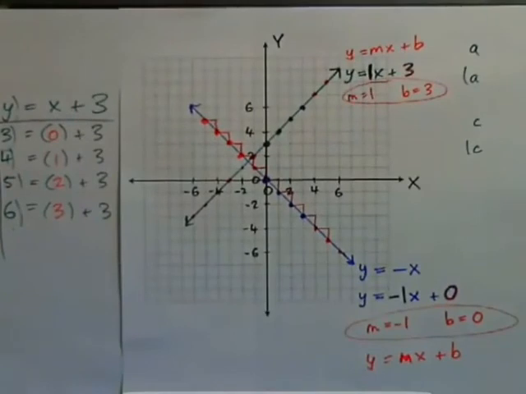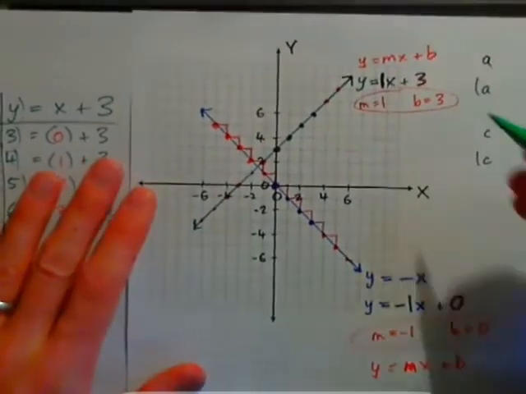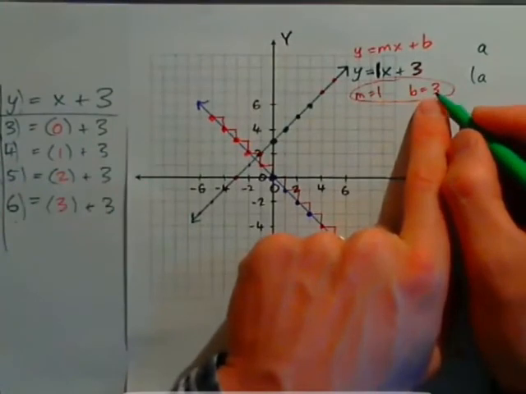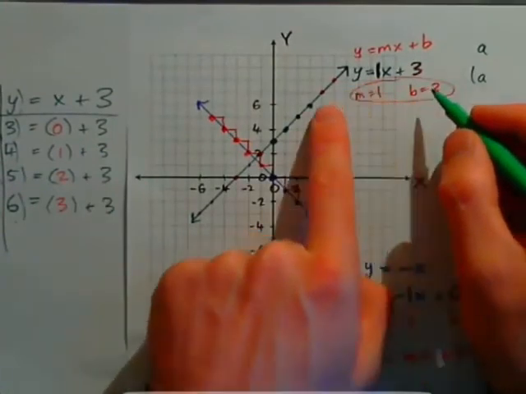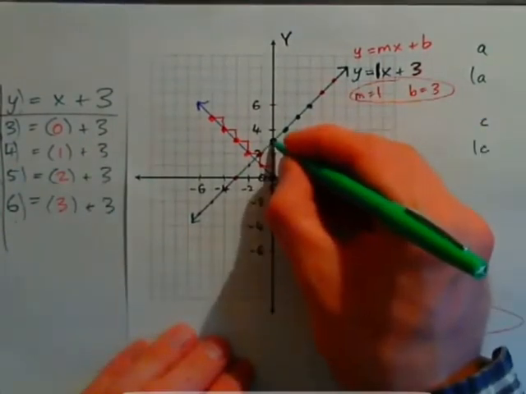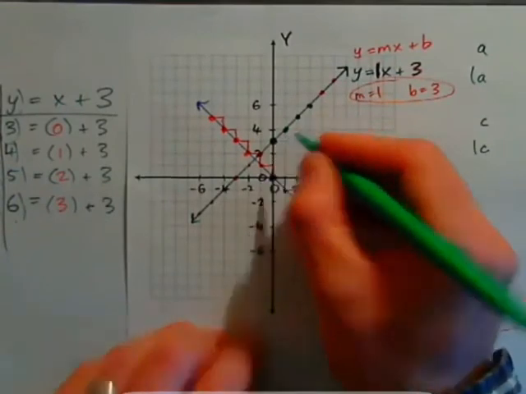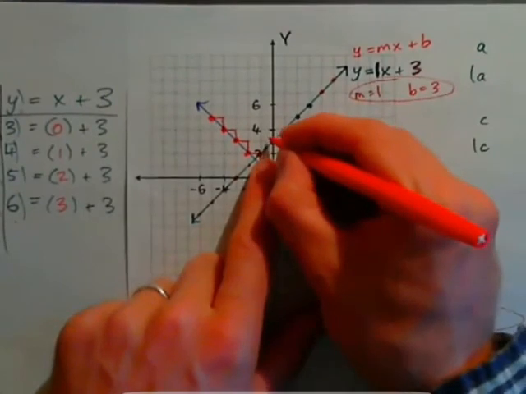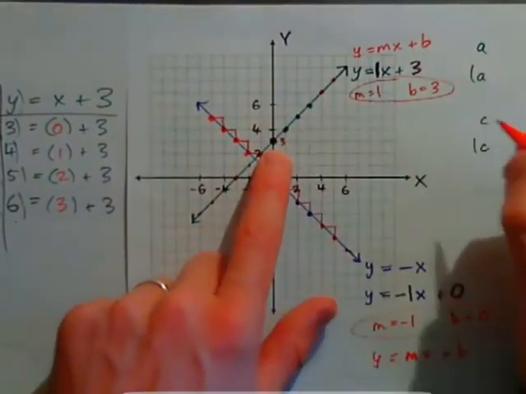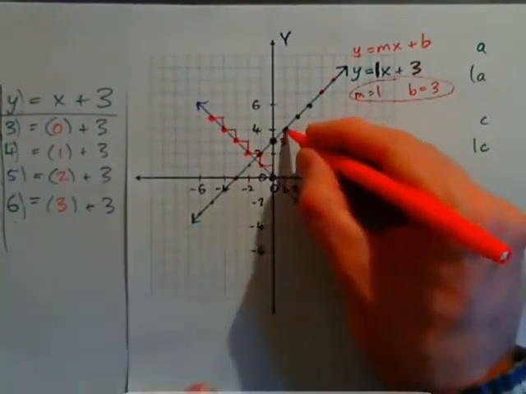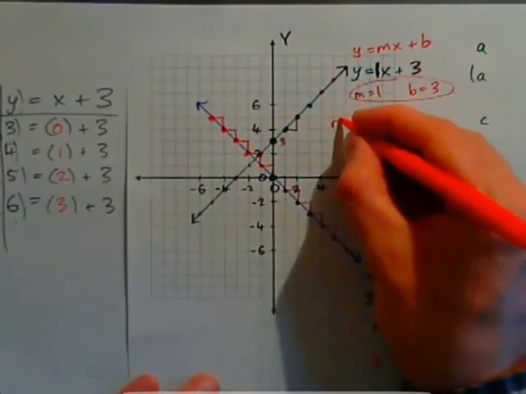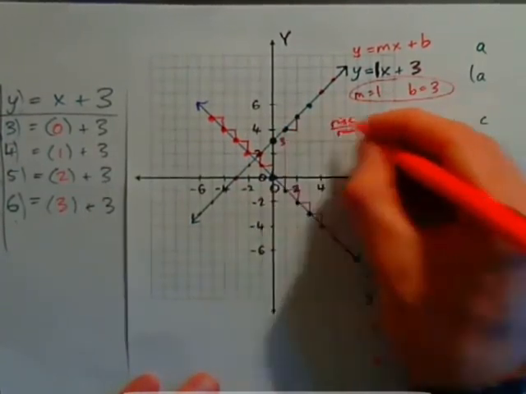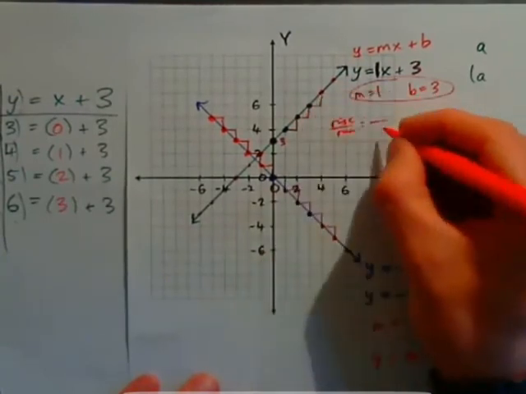And I mean, just check that intuitively. The green line, where does it go through the y-axis? Where's the y-intercept? It goes through the y-axis at 3, doesn't it? So yes, that does work. The y-intercept is in fact 3, isn't it? And the slope, if I did rise over run, I would run 1, rise 1, run one, rise one, run one, rise one, be one over one.